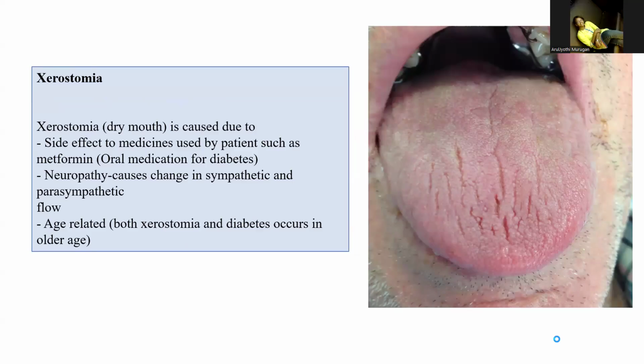Xerostomia, which is dry mouth, can be a side effect of the drugs or medication taken by the patient for the treatment of diabetes mellitus, like metformin. The other cause is neuropathic, where there is a change in the sympathetic and parasympathetic cord. And it could also be age related. Both xerostomia and diabetes are more prone to occur in older age.